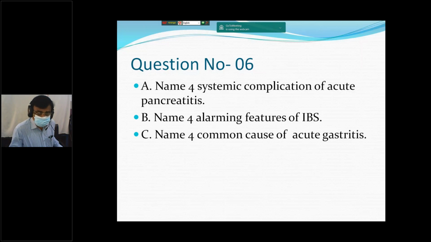And today we will discuss some questions on the GIT system. In the last class, we discussed 5 questions about GIT and liver disease. Today, we will discuss another 5 questions from GIT and liver disease. Today, the first question is: name 4 systemic complications of acute pancreatitis.